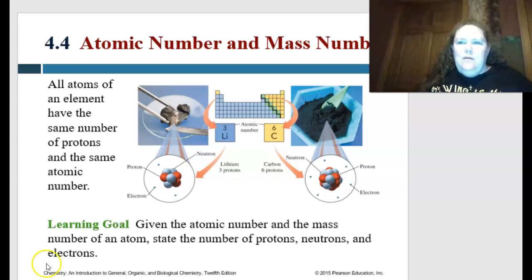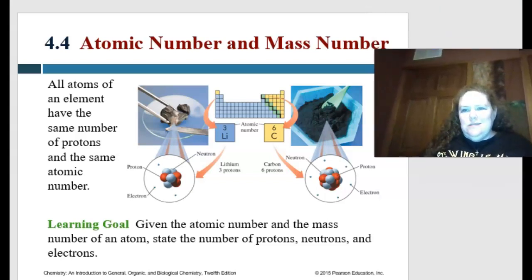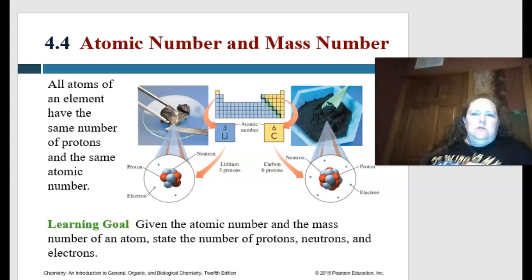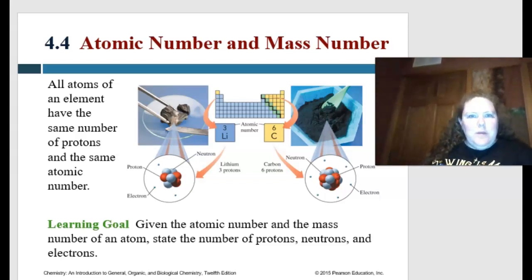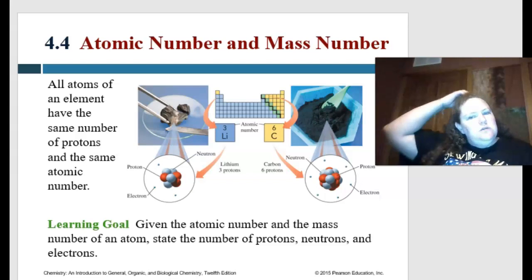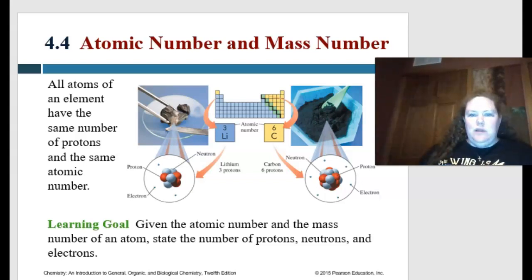Okay, so now when we talk about atomic mass and number, these are where some of the calculations come in, and so these are important to really get down and remember. All atoms of an element have the same number of protons and the same atomic number. Our learning goal for this is to be given the atomic number and the mass number of an atom, and be able to figure out or state the number of protons, neutrons, and electrons.